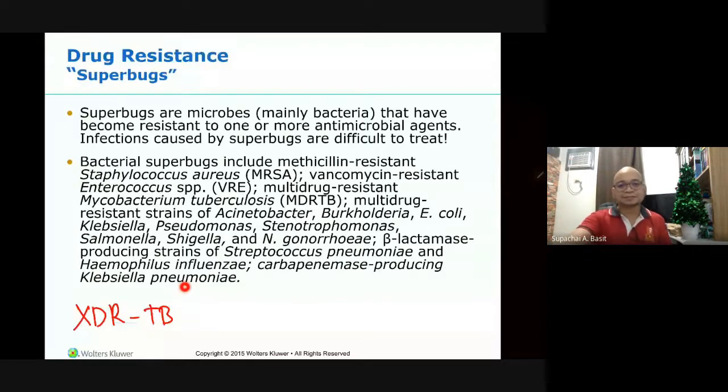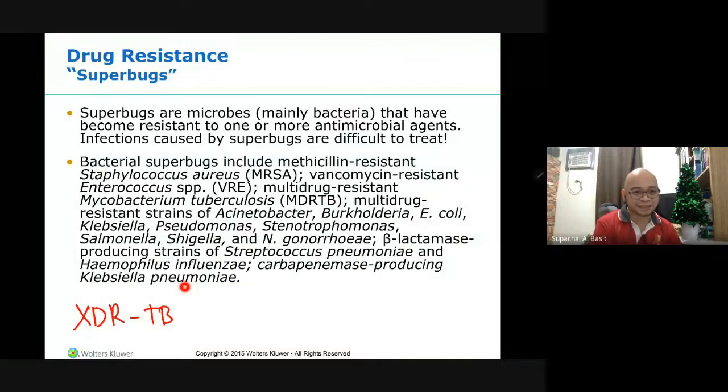And then multi-drug resistant strains of Acinetobacter, Burkholderia, Escherichia coli, Klebsiella, Pseudomonas, Stenotrophomonas, Salmonella, Shigella, and Neisseria gonorrhoeae.